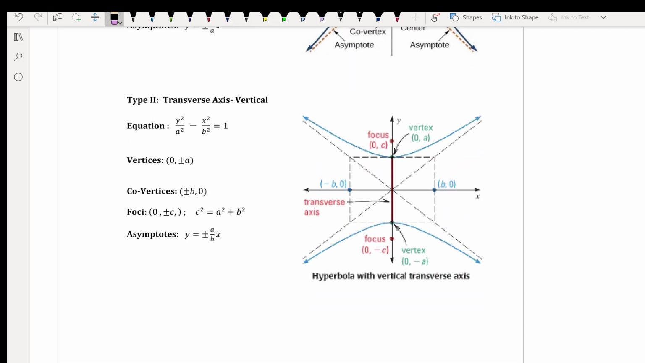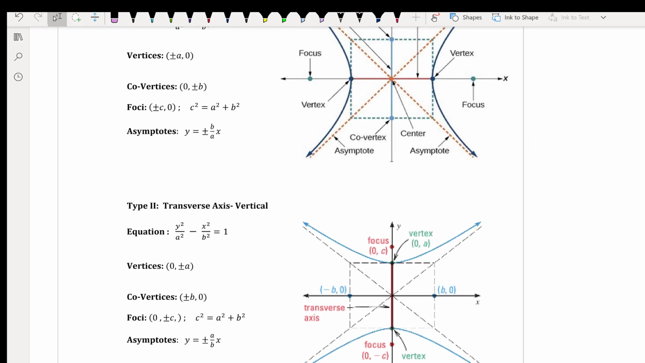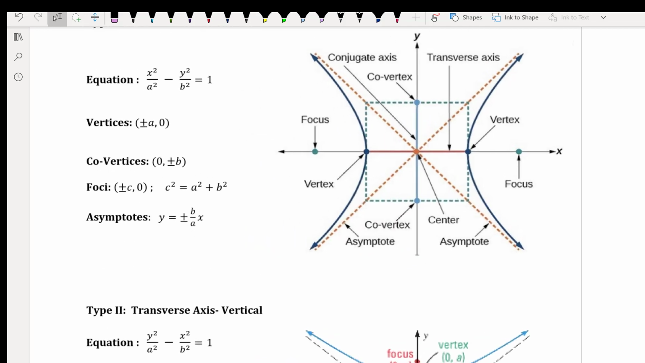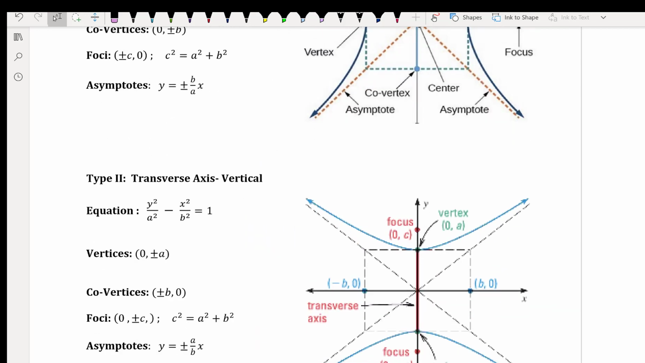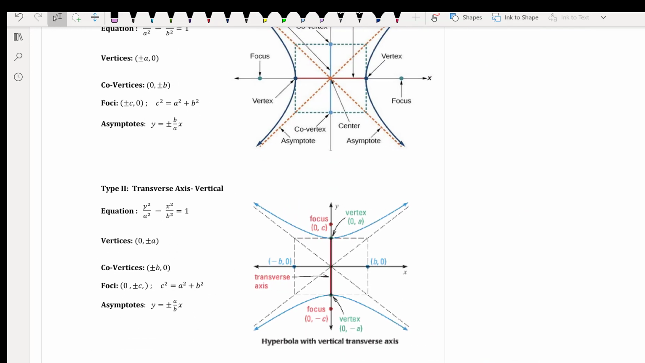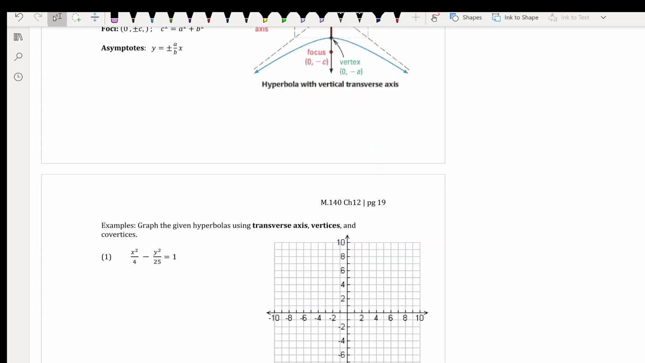And I also have a type 2 for my hyperbola, where it's going to be vertical. That's going to be along the y-axis. So notice the difference between these two is that the horizontal goes along the x-axis and the vertical goes along the y-axis. Also notice the equation. For the horizontal, x squared comes first. In the vertical, it's y squared that comes first. Okay? So we're going to be using these equations and these formulas for the problems below.